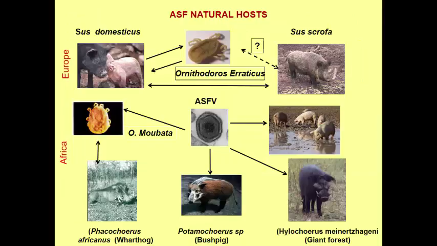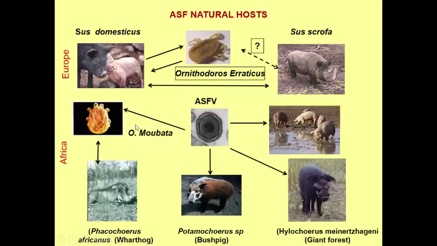The natural hosts for the virus are all the members of the Suidae family, the domestic swine and the Sus scrofa or wild boar in Europe. And in Africa, there are other members of the Suidae family, like the Phacochoerus, the Potamochoerus, and the Hylochoerus. Those pigs are also sensitive to infection, but the infection does not progress in these animals and they do not show disease, but they can play an important role in epidemiology.